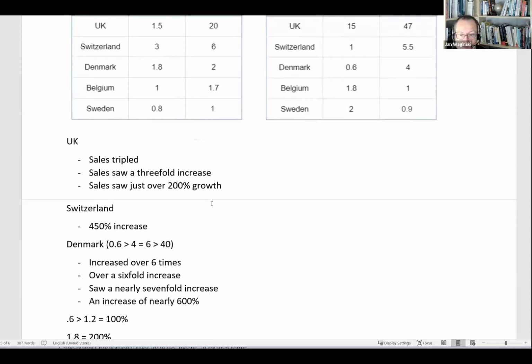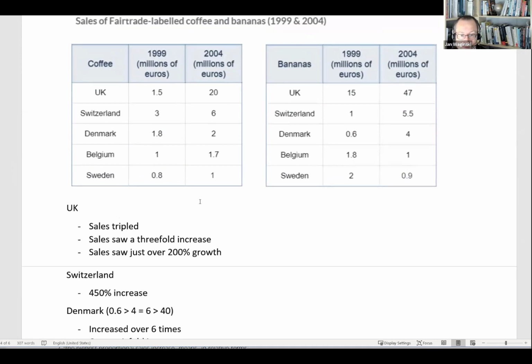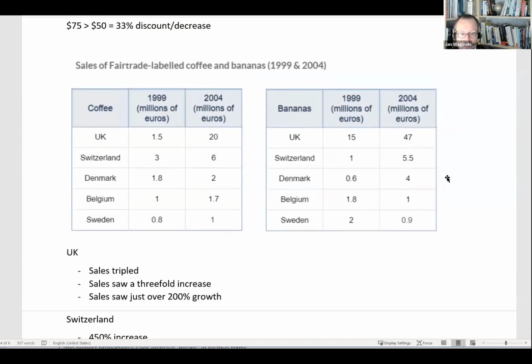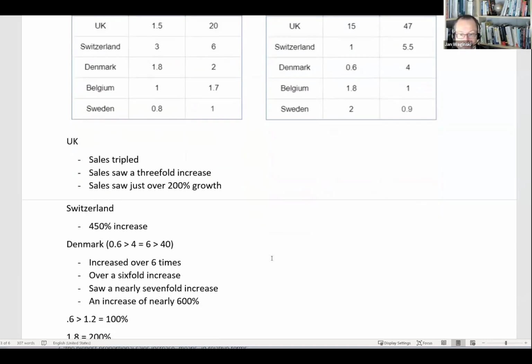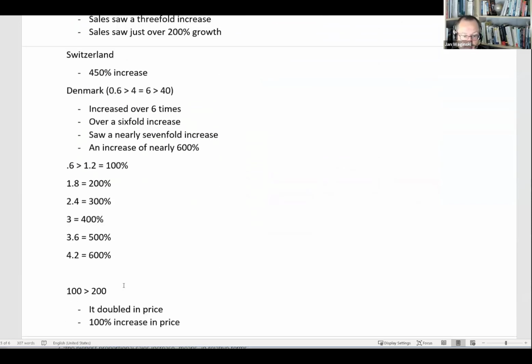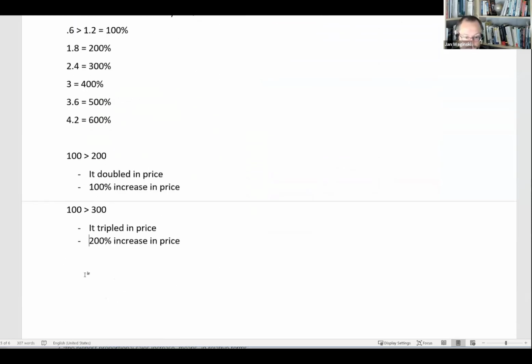Okay, then we've got Belgium, 1.8 to 2. Belgium fell. So that's definitely a pattern that you should pick up on. There's only 2 things that fell here, Belgium and Sweden for bananas. So what happened in Belgium? We've got 1.8 to 1. Decrease 80%.